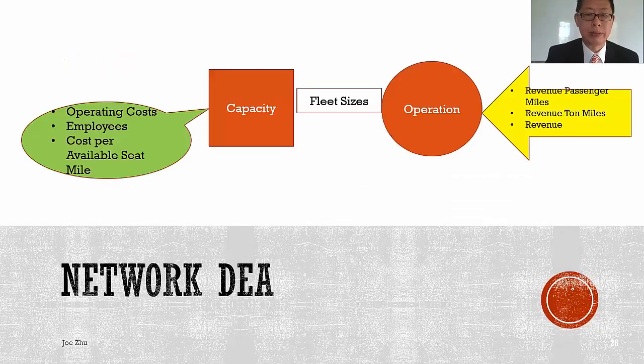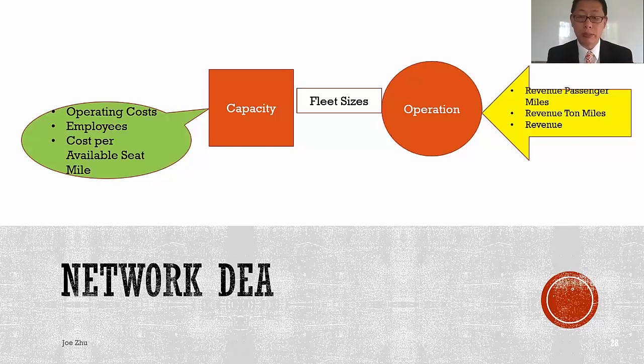What do I mean by that? Here's one example I'm taking from an airline. You have the airline capacity, then you have the operation, you have the fleet size, you have all the costs associated with it, and then you have all the revenue, passenger miles associated with it. Again, this is just an example. There are lots of measures in there. You can probably put them together.